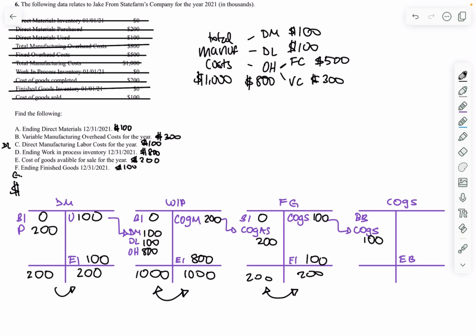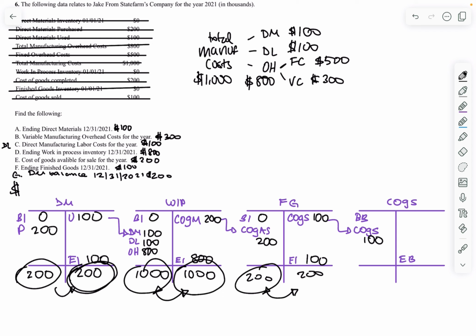Let's say I asked you for direct material balance. At the end of the year, you would say 200. These here are the balances. These here are the inventories.